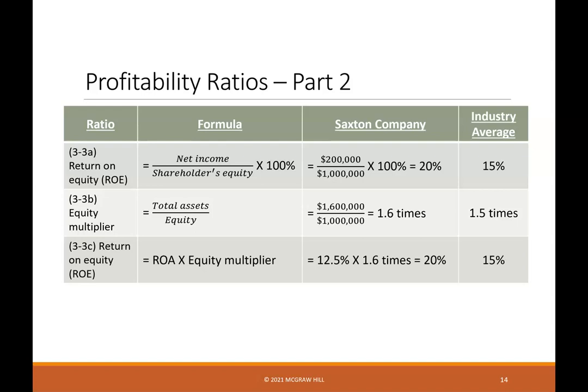The return on equity is the same formula as 3-3A, except you can just take your return on assets and multiply that by the equity multiplier to give you 20%, and that will give you ROE of 20%.